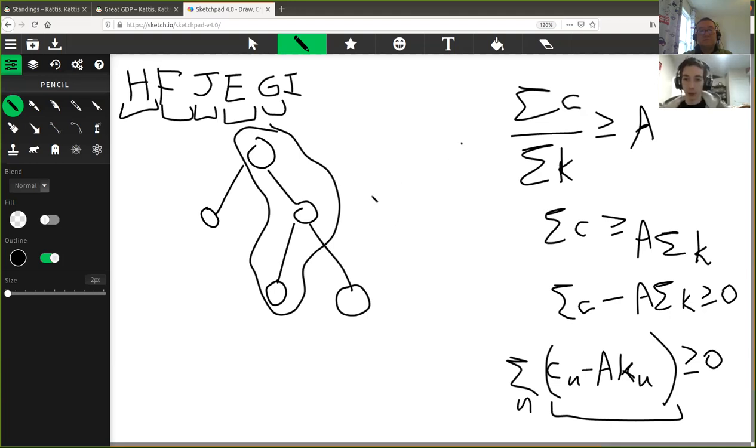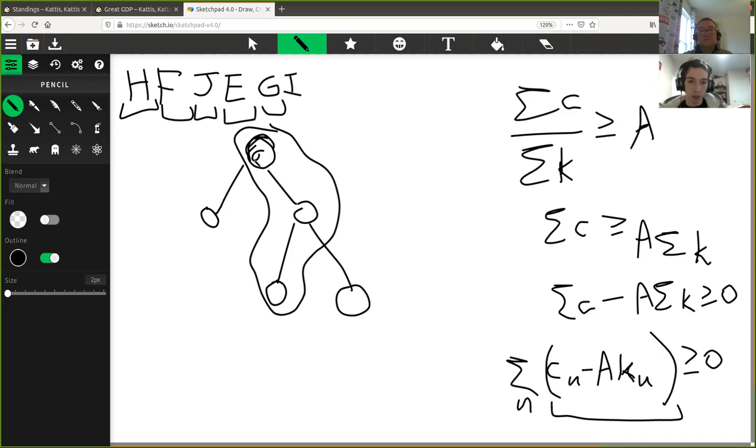And then the binary search works out because if it's possible to achieve a GDP per capita greater than or equal to A, then we know that the answer is greater than or equal to A. But if it's not, then we know the answer is less than or equal to A, and we can binary search that. So now we have to solve this problem where each node has one value.